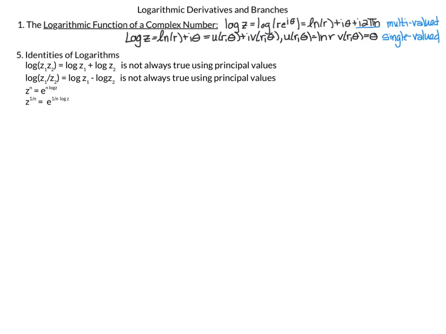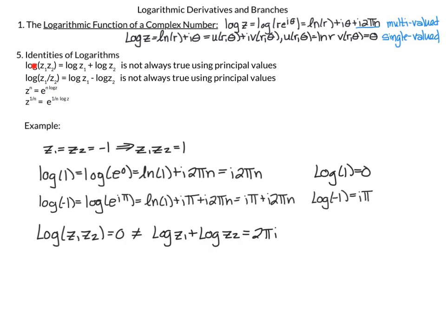The next two are similar. z to the n is equal to e to the n log z, and z to the 1 over n is equal to e to the 1 over n log z. An example of this not always being true: let's take z1 and z2 equal to negative 1. So z1 times z2 is equal to 1. So log of 1 is equal to log of e to the 0, which is natural log of 1 because radius is 1, plus i 2πn. Remember, this is little l, log. This is 0, so this becomes i 2πn. Whereas capital Log with the capital L, n is equal to 0, so we'll have 0.